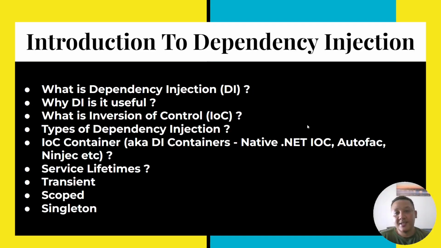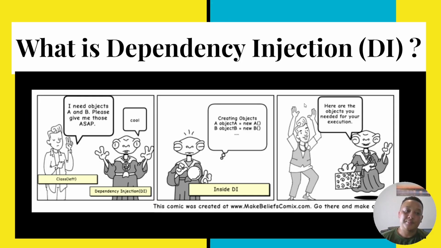Today on the agenda, we have dependency injection. We'll cover topics like what is dependency injection, why is it useful, what is inversion of control. We'll also have a look at different types of dependency injection, and then we'll cover what DI containers are, and we'll wrap it up with what service lifetimes are, including transient, scoped, and singleton. So, without further ado, let's jump straight into it.